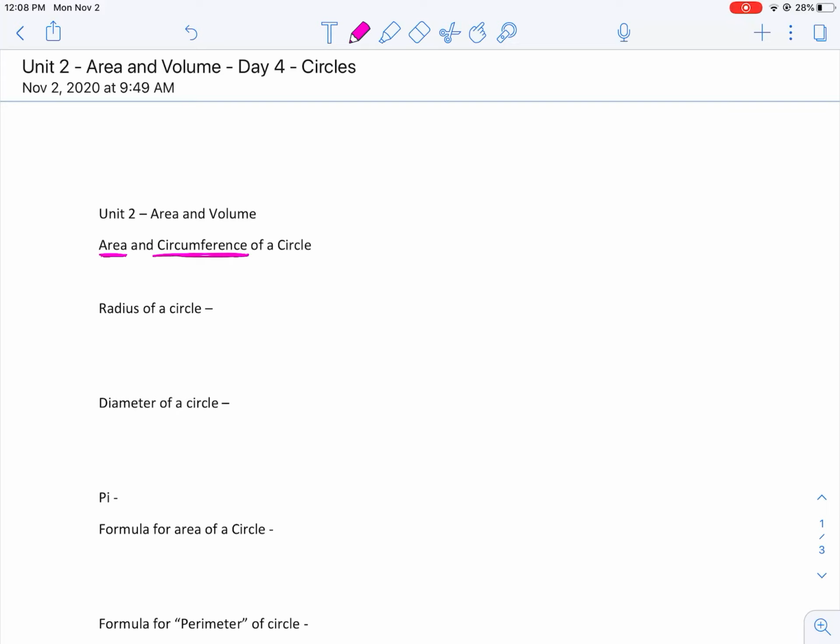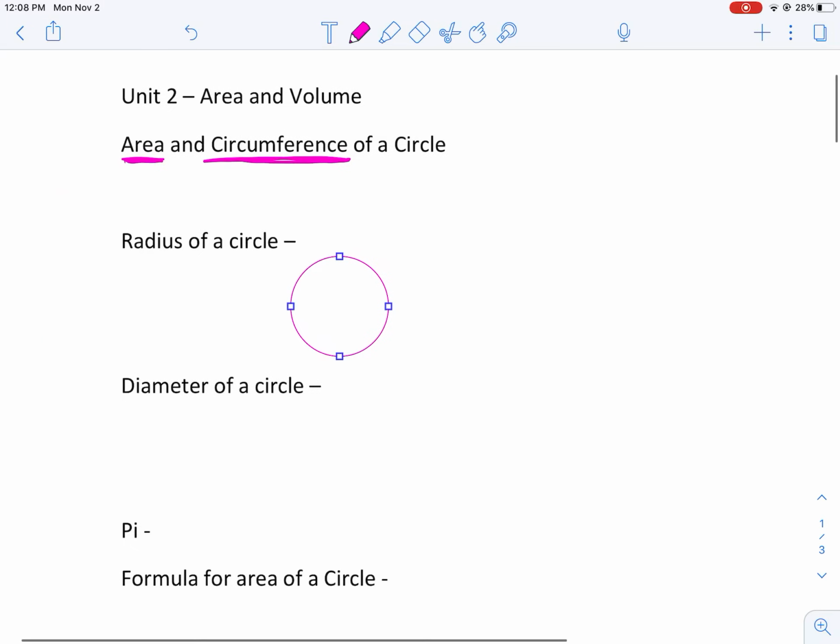But in order to find the area and circumference of a circle, we first have to talk about what a radius and diameter are. So let me see if I can get a nice circle in here for us. Perfect. Get another nice circle down here. Beautiful. Okay, so this is what a radius is. The radius starts at the center of your circle and goes out to the outer edge of your circle, right? And this measure is equidistant all the way around your circle.